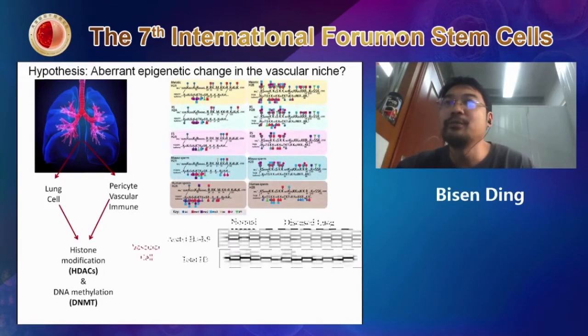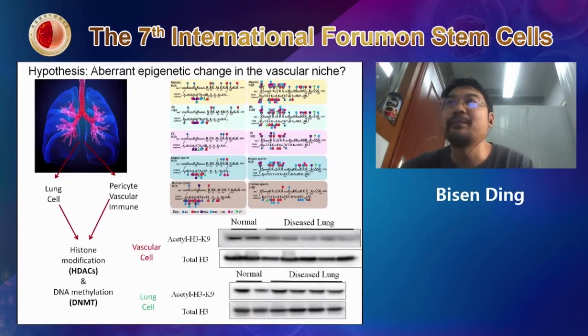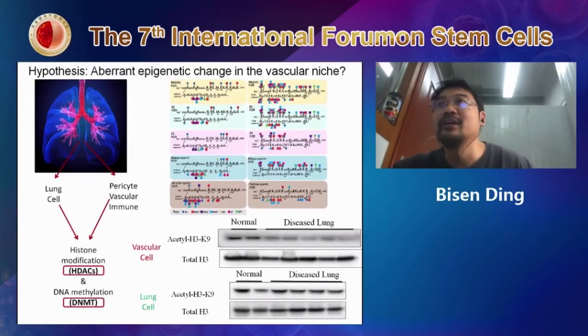As you all know, histone acetylation and DNA methylation are probably the two most common epigenetic changes. So we collected some samples from fibrotic lung from the West China Hospital at Chengdu, and we isolated the vascular cells and also lung epithelial cells and checked the epigenetic change in these patient samples. And we found there was indeed some change in histone acetylation in vascular endothelial cells, but not in epithelial cells. So this suggests that at least in these patients, the epigenetic change mostly occurs in the vascular microenvironment cells. That led to our hypothesis that if we target those epigenetic changes, maybe we can normalize the vascular niche, the vascular microenvironment, and then we can prevent the fibrosis.